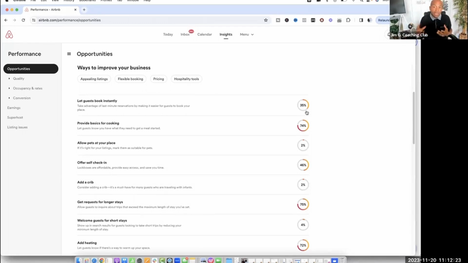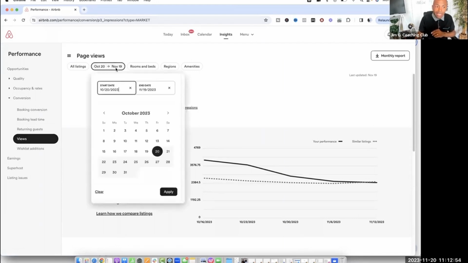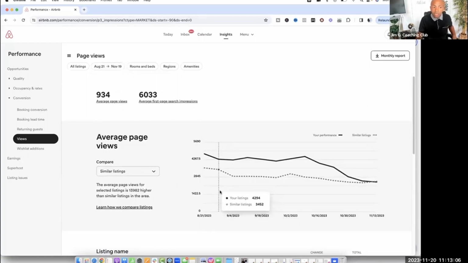The other thing inside of Insights that I want to share with you is views. Views are a key piece inside of Insights. You're going to go to conversion and go to views. Then you're going to go to similar listings. And when you're looking at similar listings, let's take a look at similar listings over the last, let's say, 3 months. What does that look like?